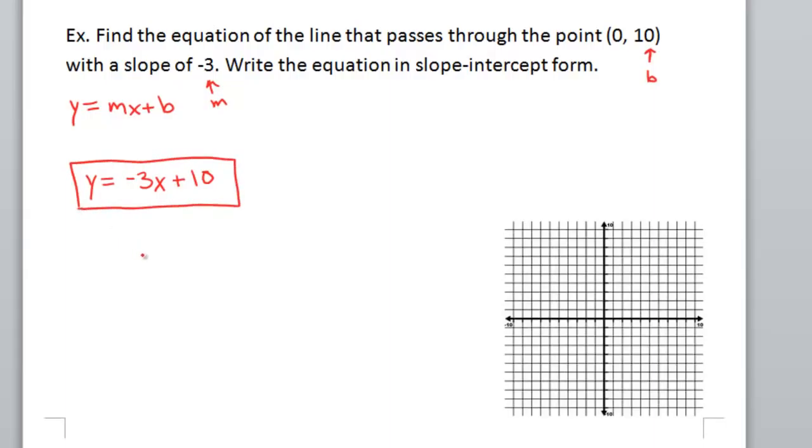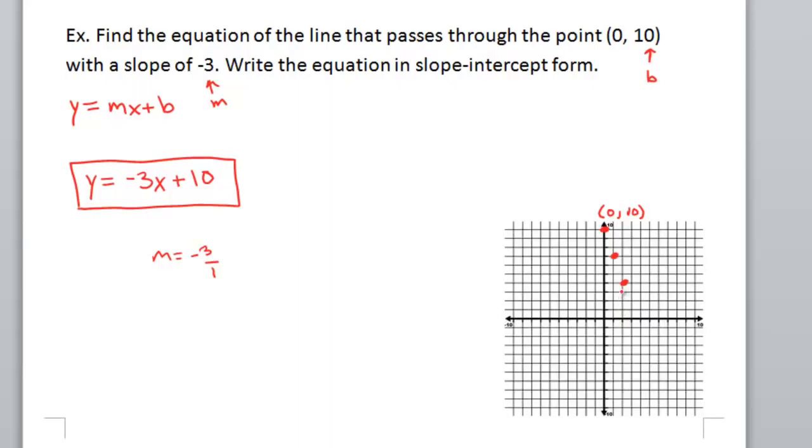Let's go ahead and graph that line. Our y-intercept is 10. And we can use the slope to find more points on the line. Remember, a slope of -3 means we move down 3 and to the right 1 in order to find more points on the line. Down 3 and to the right 1. Let's do it one more time. Down 3 and to the right 1.